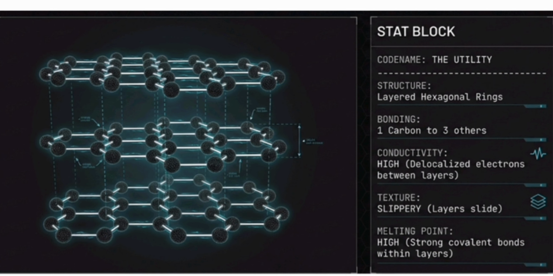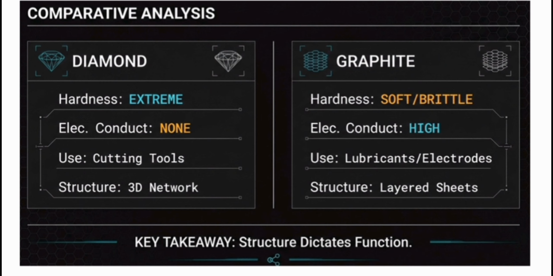So what does this all mean for its properties? Well, those weak forces between the layers mean they can slide past one another really easily. This is why graphite is soft and slippery. It's perfect for things like lubricants or pencil lead. When you write with a pencil, you're literally shearing off layers of graphite onto the paper. And hey, remember that 4th electron? Don't worry, we're going to come back to that. It's important.